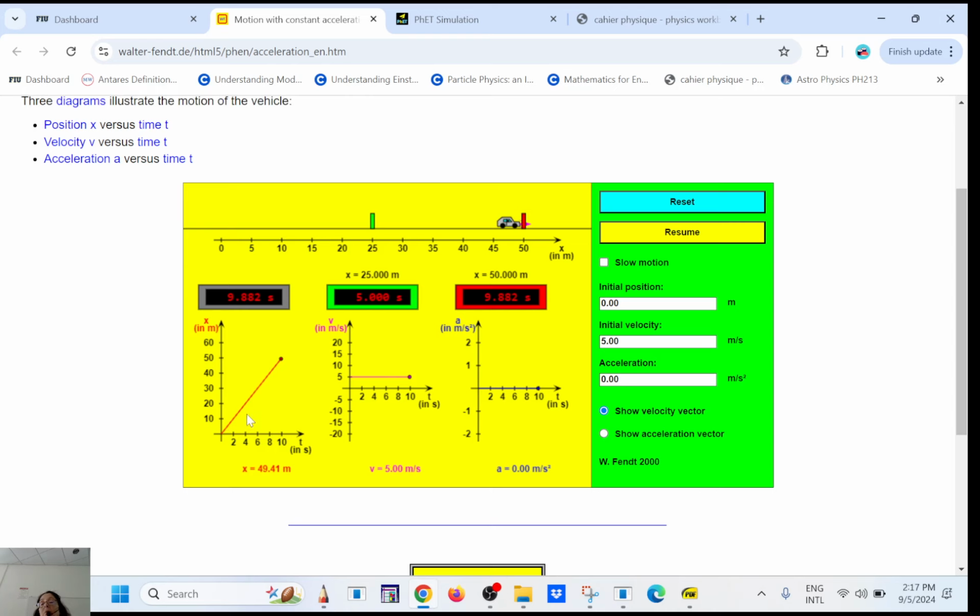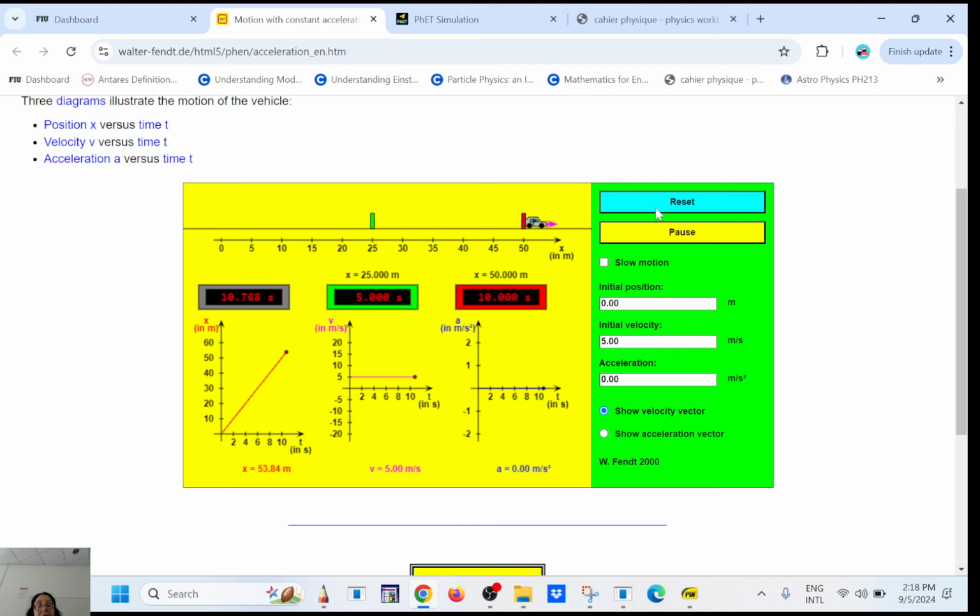Every step, 5 meters further. Okay, so at t equals 0, you're going to be here. 1 second later, you're going to be here. 1 second later, you're going to be here. 1 second later, you're going to be here. Okay, so it's just an introduction. I will get back to that.